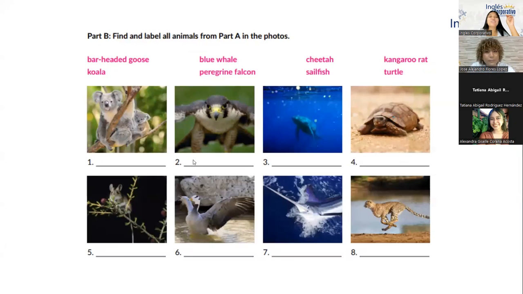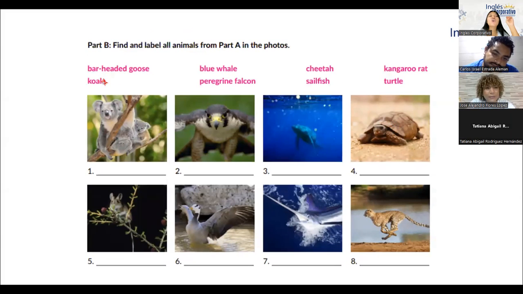Okay. So, what is number one? Koala. Kangaroo. Koala. Ah, koala. Yes, okay. So, what about this one? Bar-headed goose. Peregrine falcon. Okay, number two, peregrine falcon. Yes. Okay.